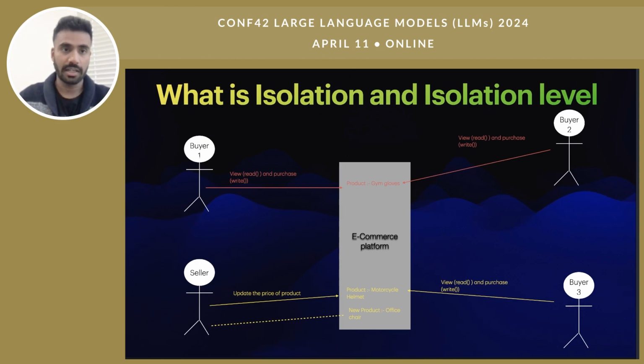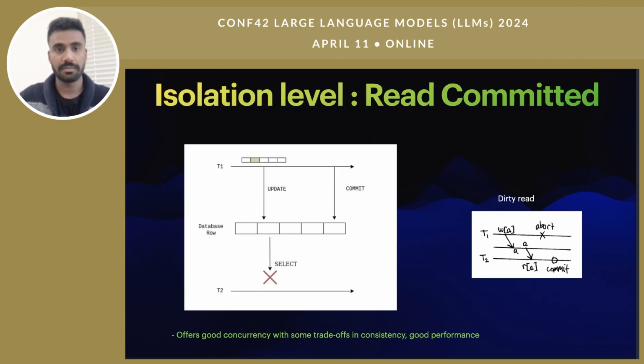Let me go into what an isolation level is and what the different types of isolation levels are. Putting it in simple terms, database isolation defines the degree to which a transaction must be isolated from the data modifications made by any other transaction.